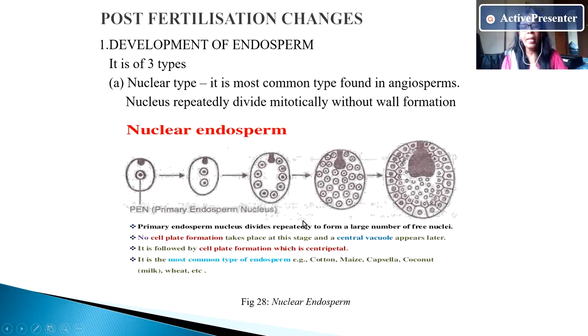So the primary endosperm nucleus divides repeatedly to form a large number of free nuclei. No cell plate formation takes place at this stage, and a central vacuole appears later. It is followed by cell plate formation, which is centripetal. It is the most common type of endosperm. Examples: cotton, maize, Capsella, coconut, wheat, etc. So this is the nuclear type of endosperm.